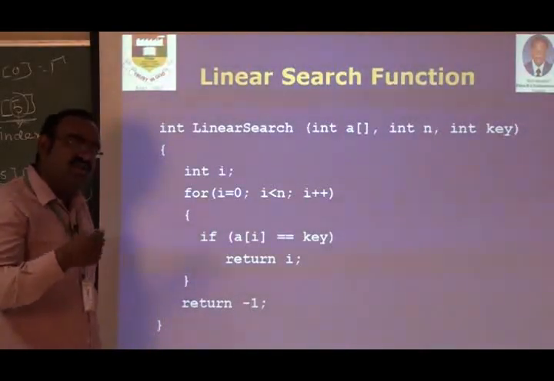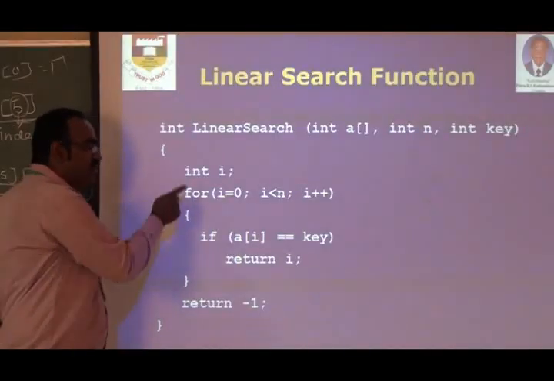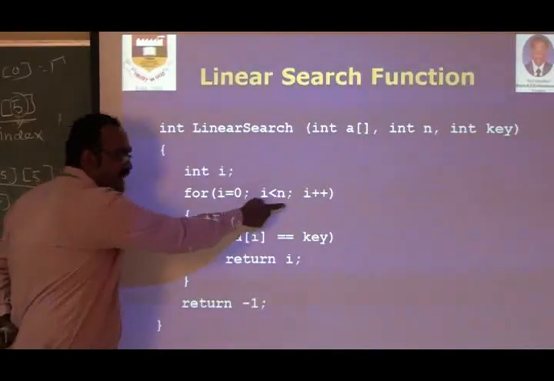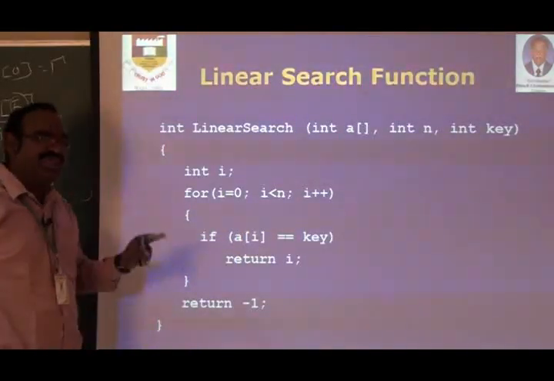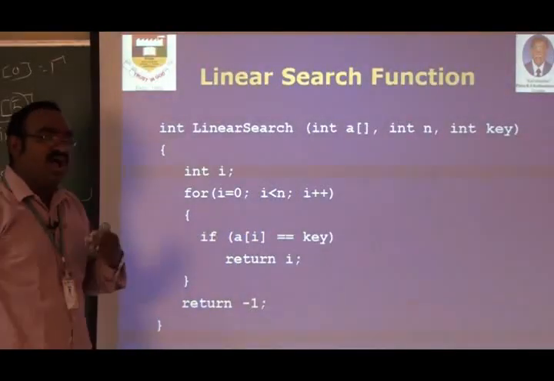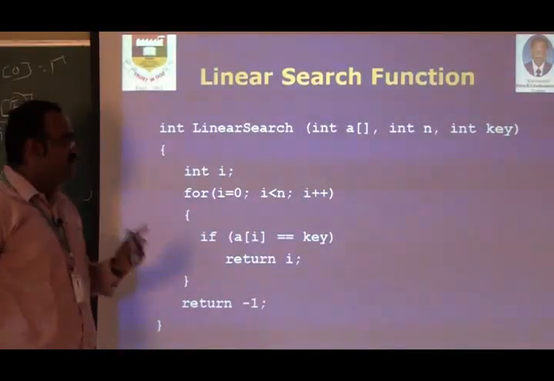So recursively we are going to be checking from 0 to 10. We need a for loop, right? A for loop is iteration, several iterations we have to perform. First i is 0, and the condition is i less than n, up to the size of the array, and i is incremented after the execution. So initially i is 0, a of 0 is searched for the key value.